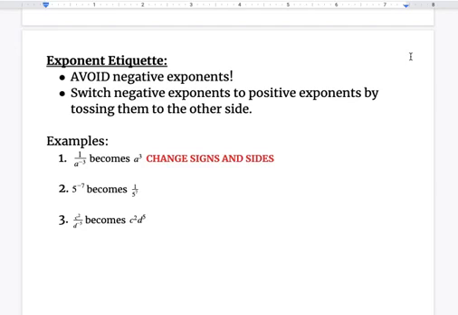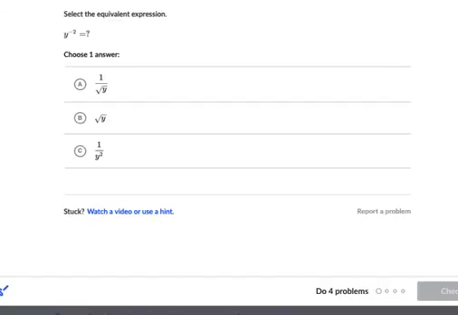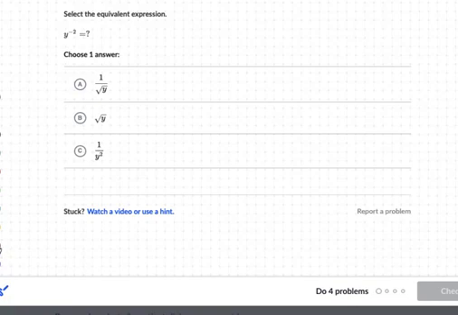So we'll do some examples with that. Here is our first example. Here is negative exponents in Khan Academy. Go ahead and pause the video, see if you can do it on your own first.